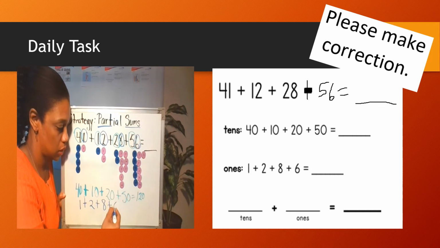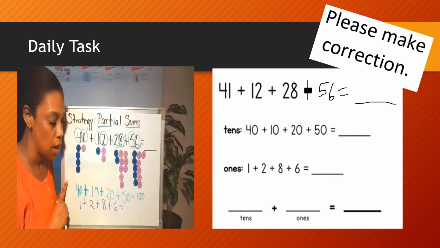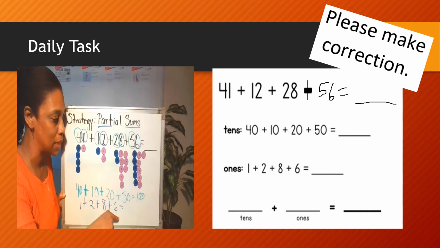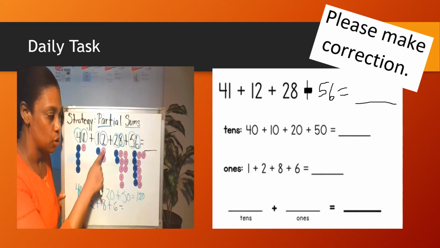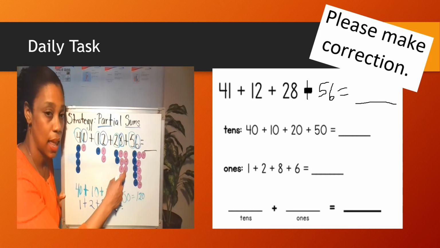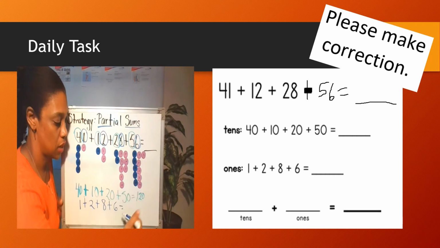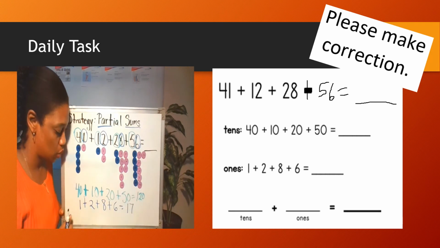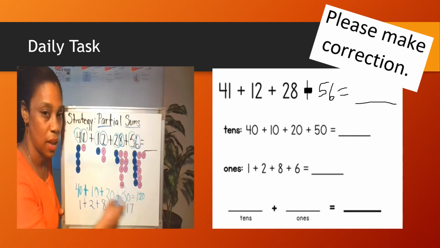So now I'm going to count all my purple chips, which are my ones chips. And I have 1 plus 2 plus 8 plus 6. Well, let's see what that equals. Ready? Let's count. 1, 2, 3, 4, 5, 6, 7, 8, 9, 10, 11, 12, 13, 14, 15, 16, 17. So 1 plus 2 plus 8 plus 6 equals 17.